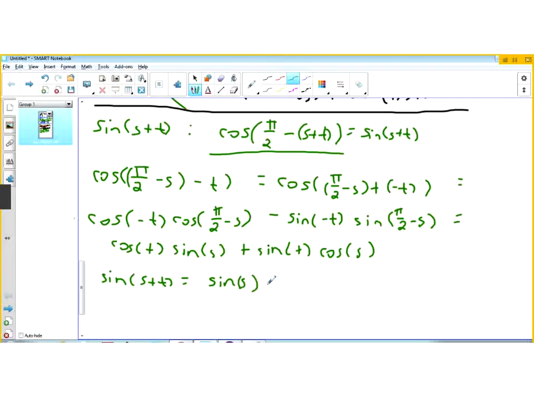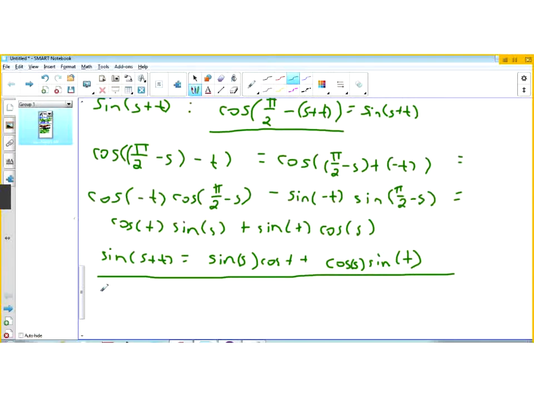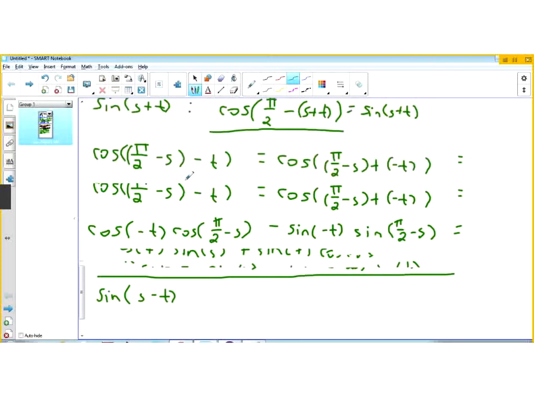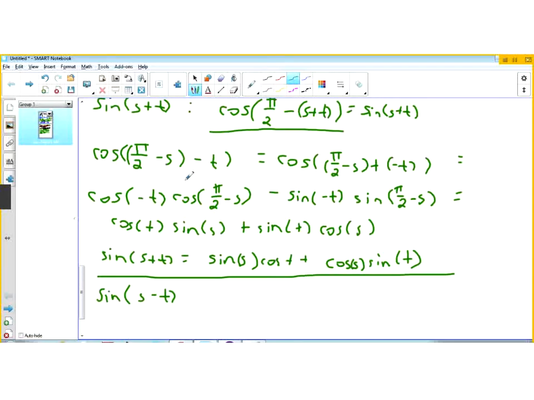I'll write it this way, I'll reassociate: the sine of s times the cosine of t plus the cosine of s times the sine of t. Okay, so now for sine of s minus t, I think you guys have enough tools now to be able to generate what the sine of s minus t is. So you'll proceed just like we did here. Okay, so I'm going to leave that to you as an exercise not to be turned in.